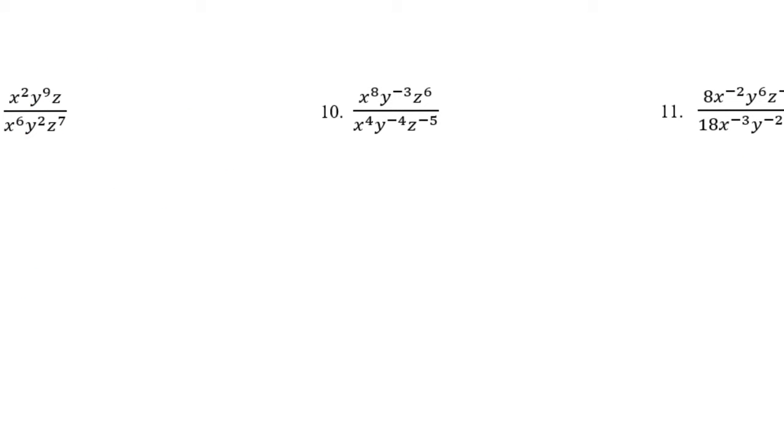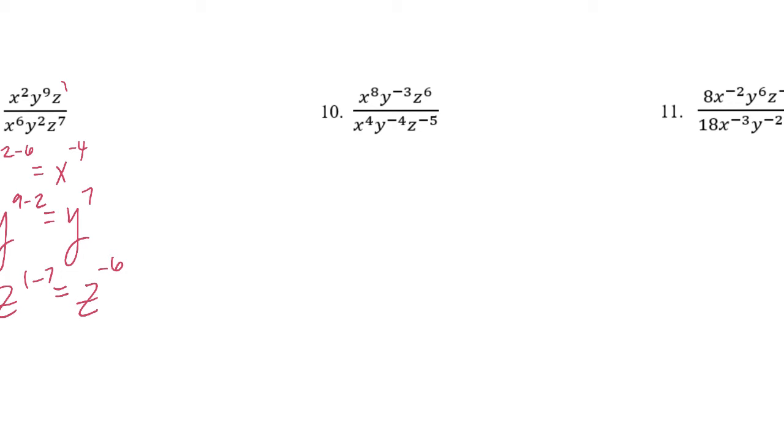All right, we want to look at these next ones, and we are simplifying. Remember, with these divisions, you do have to do the subtraction. So it's going to be x to the 2 minus 6, which is going to be x to the negative 4. We'll simplify that in a minute. Y to the 9 minus 2, which is y to the 7. And z to the 1 minus 7. Remember, if anything doesn't have an exponent, it has a 1 automatically. So that's z to the negative 6.